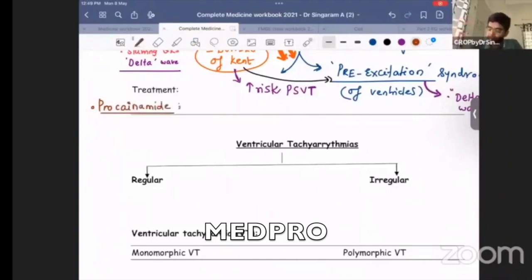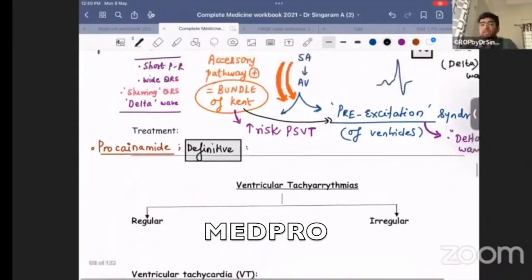Any other thing? What would be the definitive treatment? Any comments, anybody? What would be the definitive treatment? You have to destroy this pathway. How can you do the destruction of the pathway? It is by radio ablation. Radio ablation of that particular pathway.